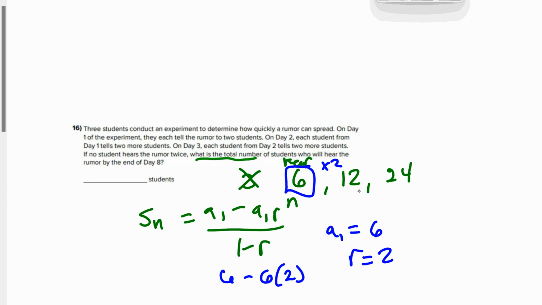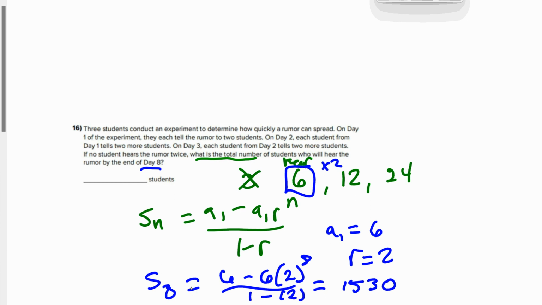And we raise it to n. Well, how many times are we doing it? At the 8th day, right? So on the 8th day, we plug that in. And all over 1 minus our r again, which is 2. So then we hit enter and we get a total of 1,530. So we get a total of 1,530. And so that's the formula for S sub 8, right? Total amount of people who hear the rumor by the end of day 8.